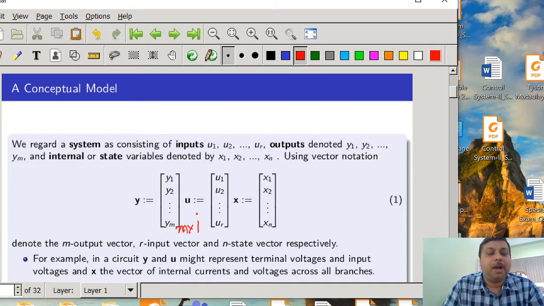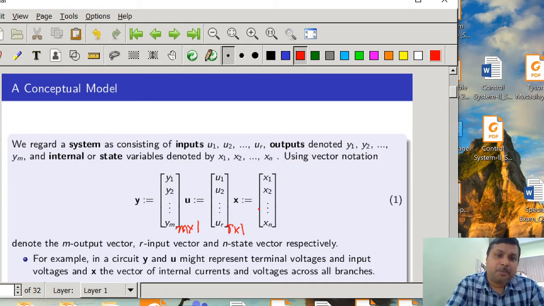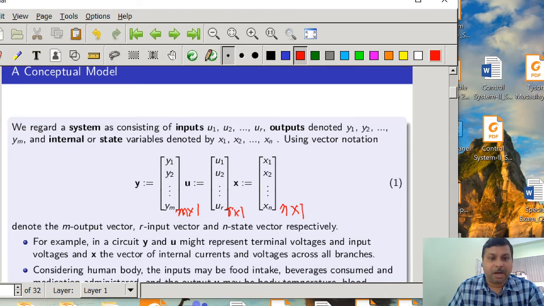Now the input has r components, so we represent the r inputs in a column vector, and that vector is represented by u. The u vector has r components, so its size is r cross 1. The n state variables are represented by the n components of the state vector x. So the dimension of this x vector is n by 1: n rows, 1 column. So y denotes the m-dimensional output vector, u the r-dimensional input vector, and x the n-dimensional state vector.